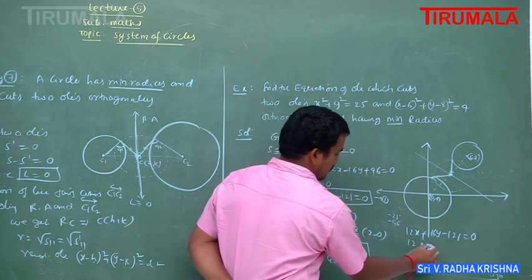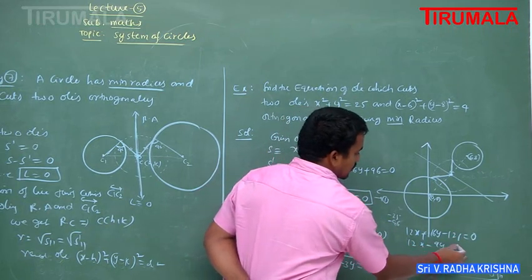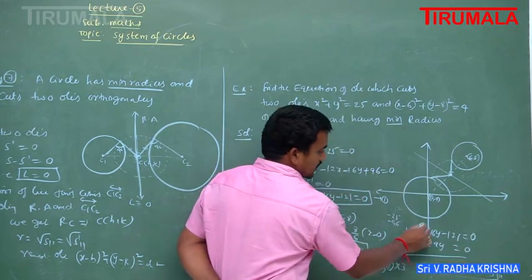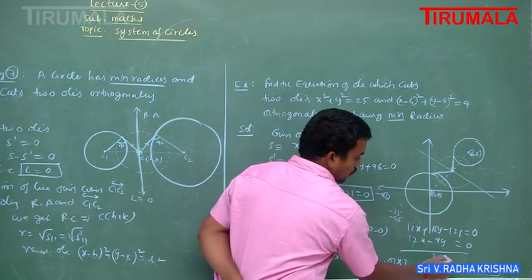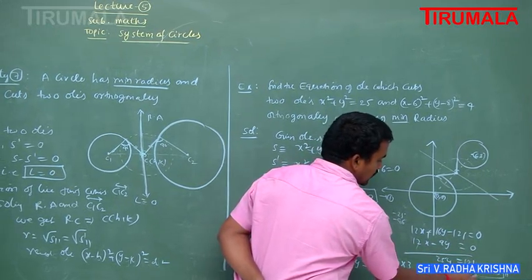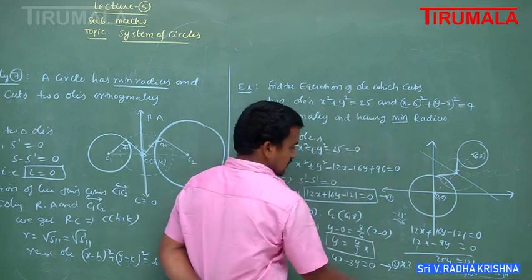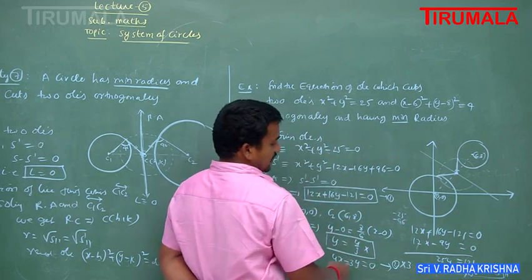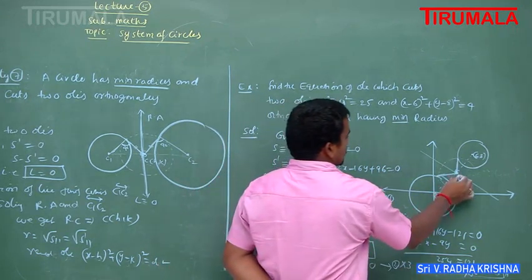Here 12x minus 9y equal to 0. Subtracting, we cancel the x terms: 25y is equal to 121. So y equals 121 by 25, and substituting the y value, we get the x value. So we get the center.